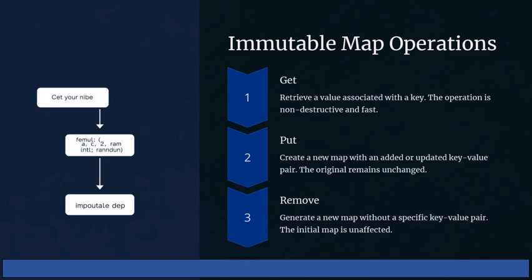Next, remove. Generates a new map without a specific key value pair. The initial map is unaffected. You are going to create a new map, but you are going to delete a specific key value pair that you do not want in the list.